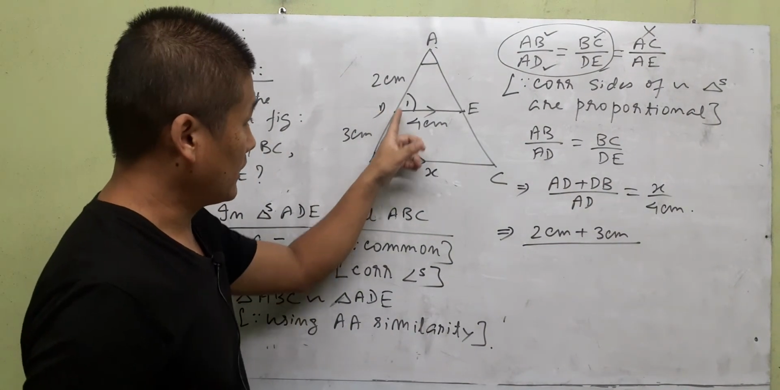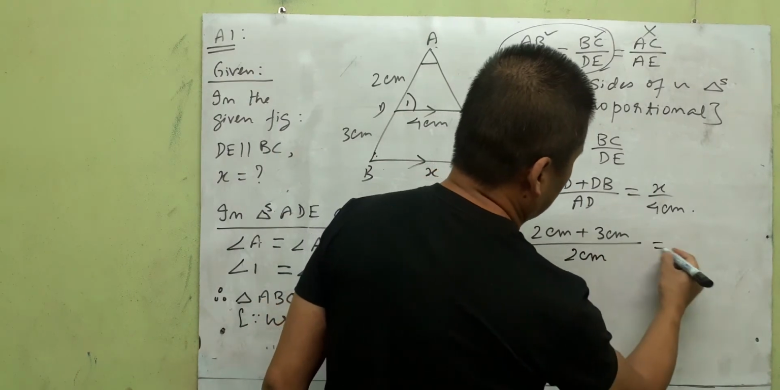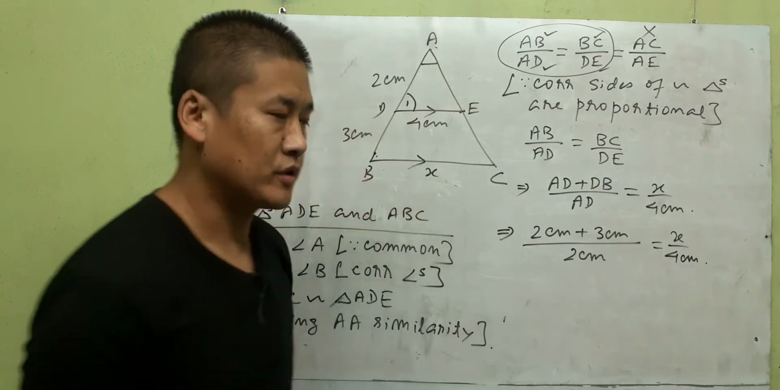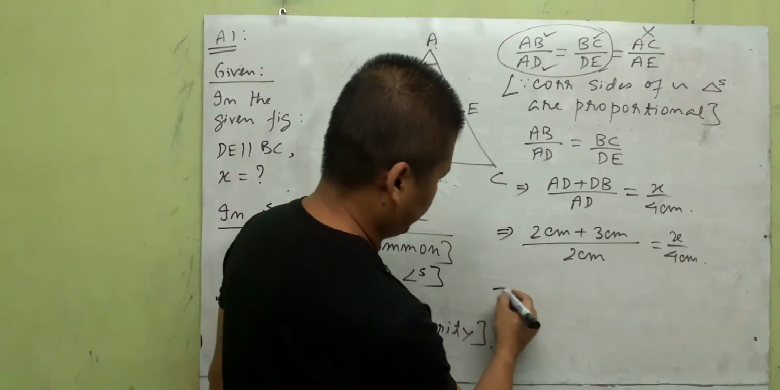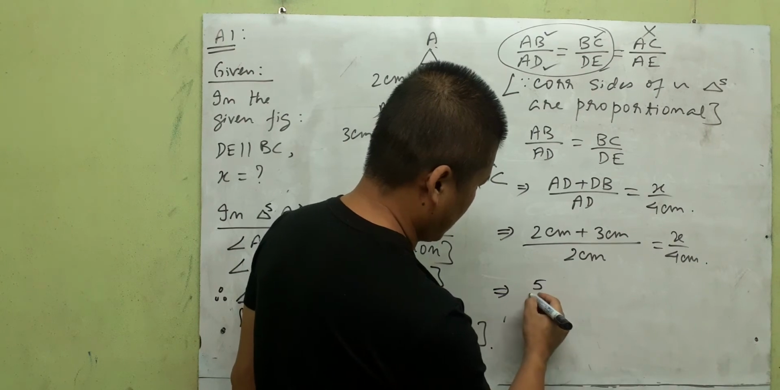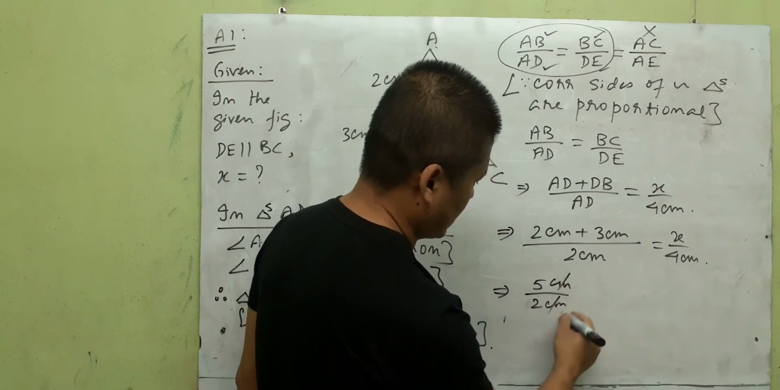Divided by AD. So AD is here 2. So we write here 2 centimeter is equal to X by 4 centimeter. So just a matter of doing slowly. Now here, 2 plus 3, 5 by 2 centimeter. So we know this 2 centimeter will cancel.